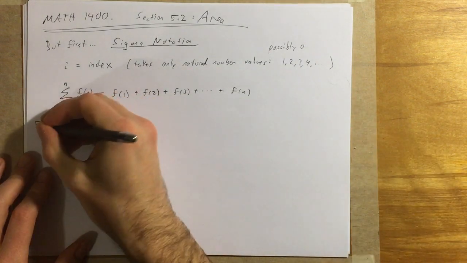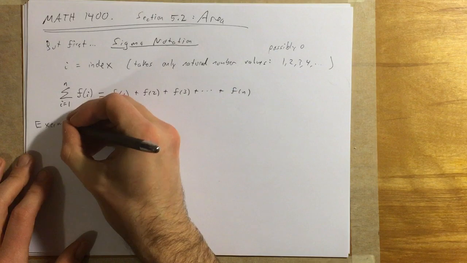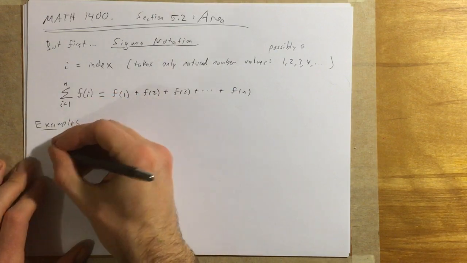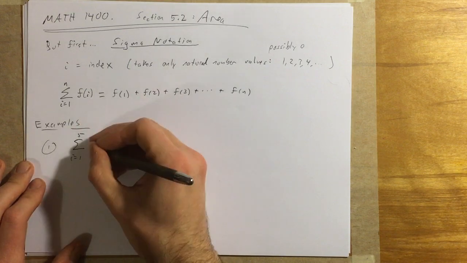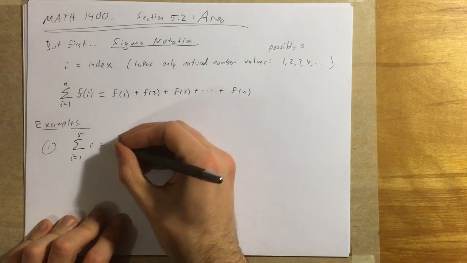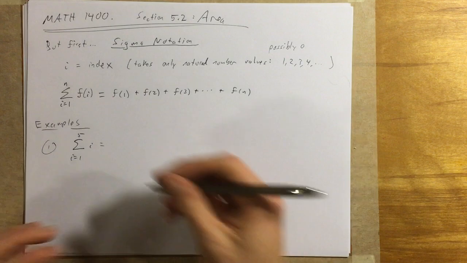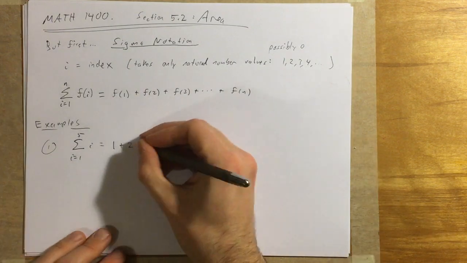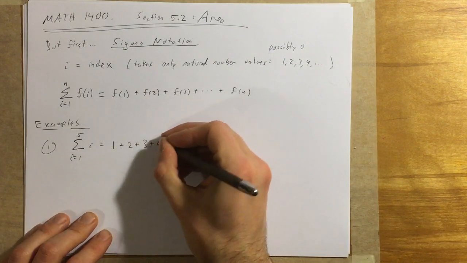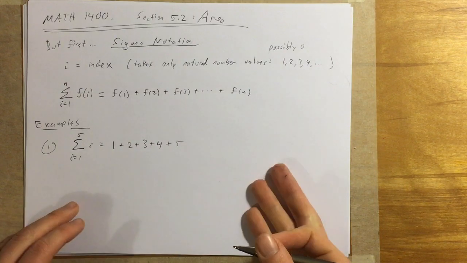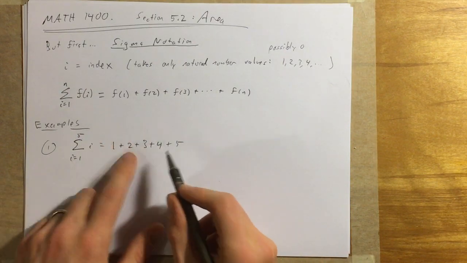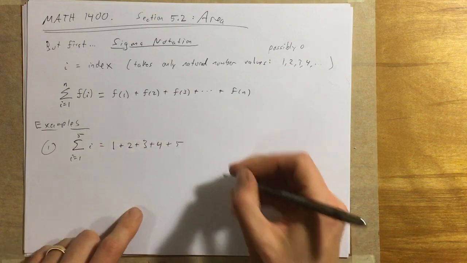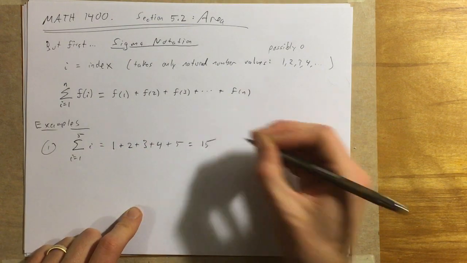So let's do a couple quick examples. Let's say, for this first one, we're summing i equals 1 to 5, just i. When i is 1, it's just 1. When i is 2, it's just 2. When i is 3, it's just 3. And then 4, and then 5. So it's just 1 plus 2 plus 3 plus 4 plus 5. And this gives us 6 plus 6 is 12, plus 3 more. This is 15.